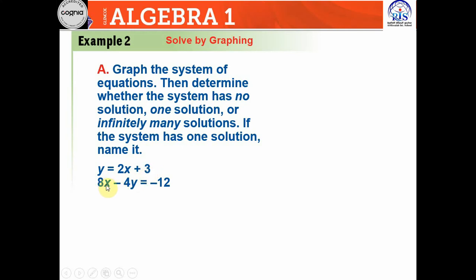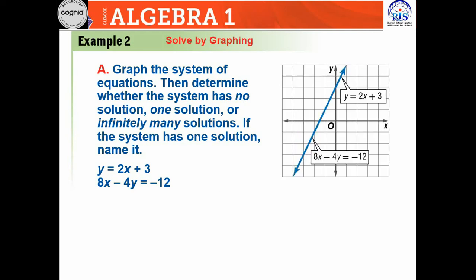Here I must make the equation in slope-intercept form. I shift negative 4y to the right and bring negative 12 to the right. It will become 4y equals 8x plus 12. Then I divide by 4. You will get y equals 2x plus 3. After I change it, I get y equals x plus 3. If I compare between the first and the second, I find the same equation. This means the two lines are over each other, which means I will have infinite number of solutions.